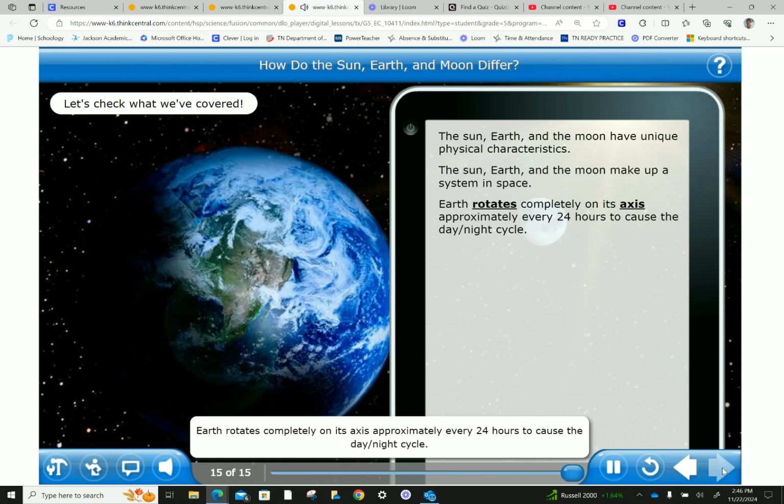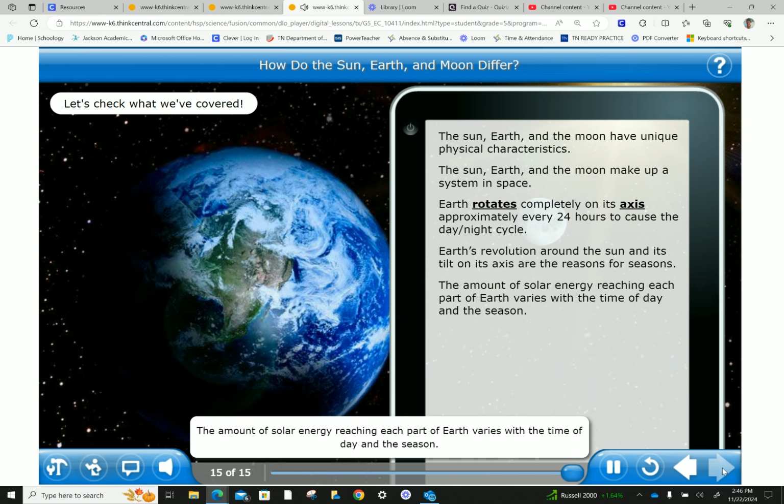Earth rotates completely on its axis approximately every 24 hours to cause the day-night cycle. Earth's rotation also causes the apparent movement of the sun across the sky. Earth's revolution around the sun and its tilt on its axis are the reasons for seasons. The amount of solar energy reaching each part of Earth varies with the time of day and the season.